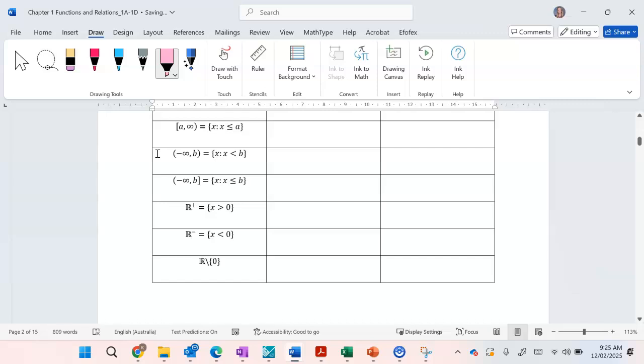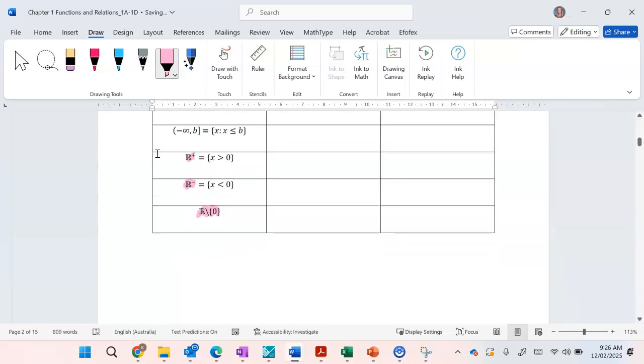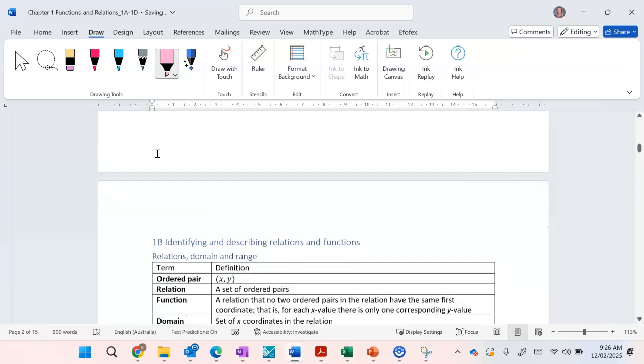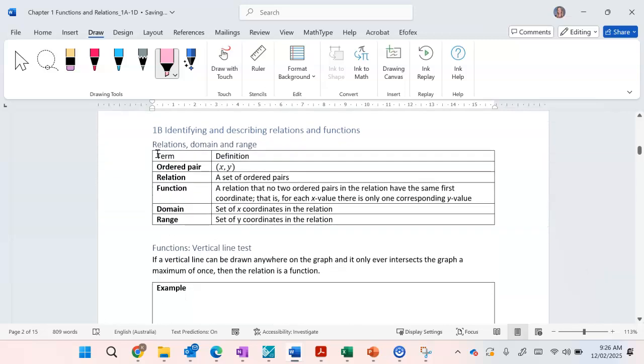And then just down the bottom, R positive just means any real value greater than 0, so it does not include 0. And R negative is any negative real value, but doesn't include 0. And R is any real value including 0, so if you didn't want to include 0, you had to say excluding 0, like we've done there. All right, so let's move on to 1b.